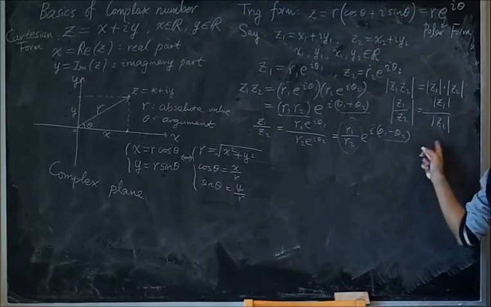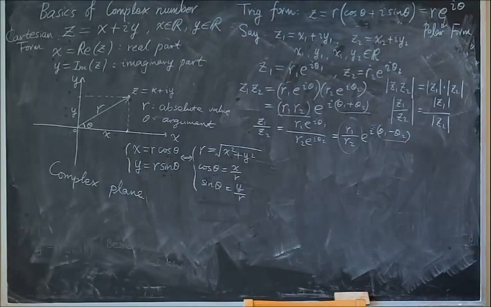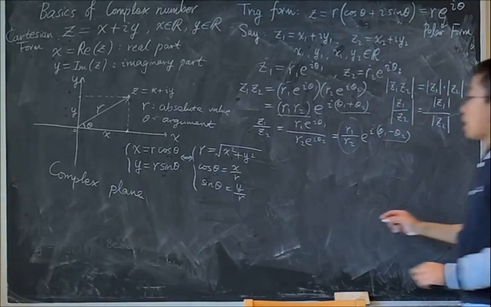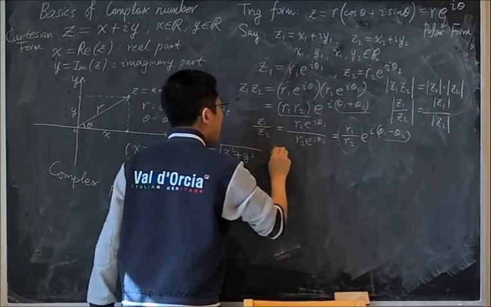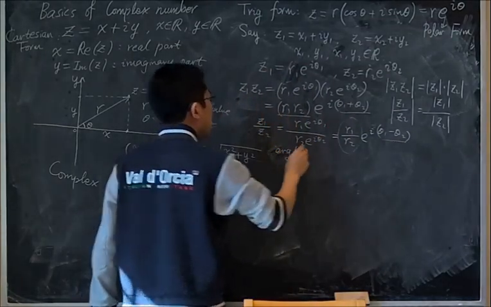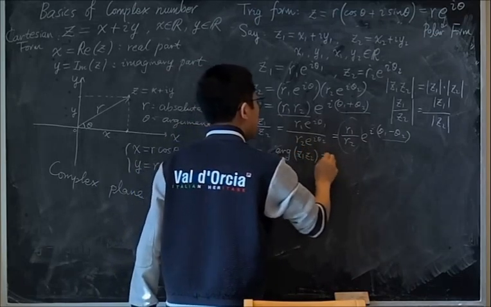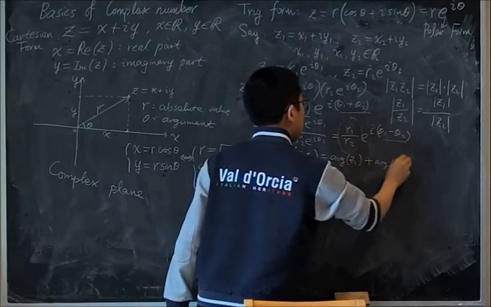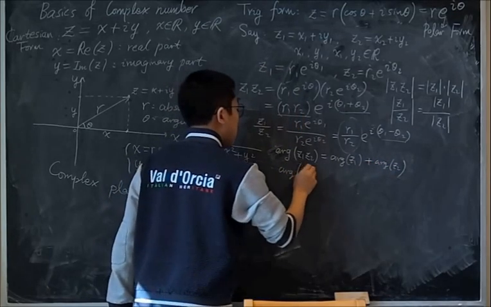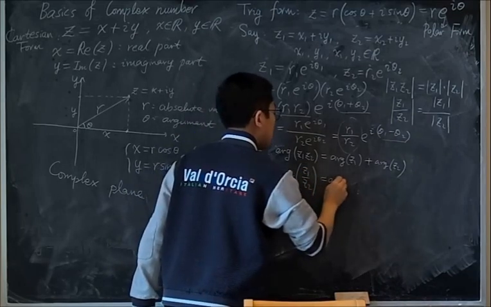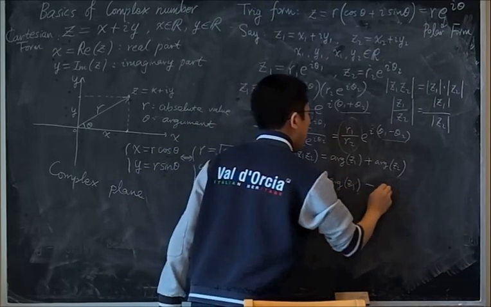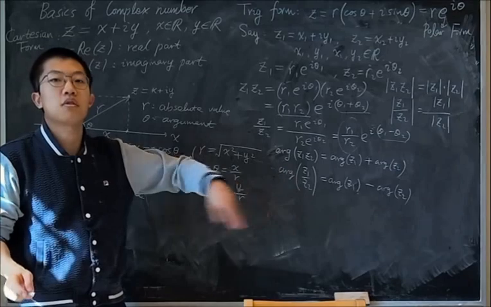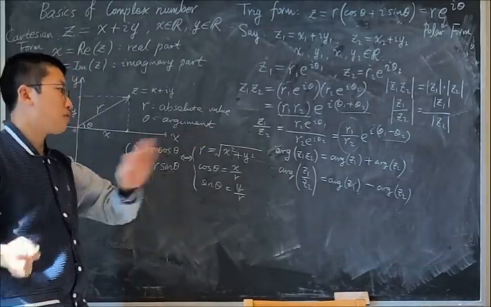If we try to prove this with Cartesian form, that's going to give us very huge calculations. But with polar form, this is just so obvious. Furthermore, if you look at the argument, the argument of Z1 Z2 is just the argument of Z1 plus the argument of Z2. The argument of Z1 over Z2 is just the argument of Z1 minus the argument of Z2. Honestly, I can't imagine how to prove these two properties using Cartesian form. But again, with polar form, it's very obvious.